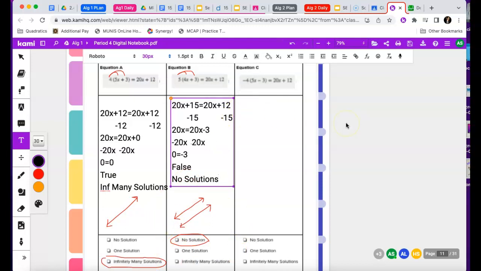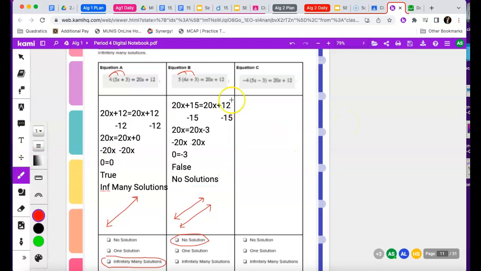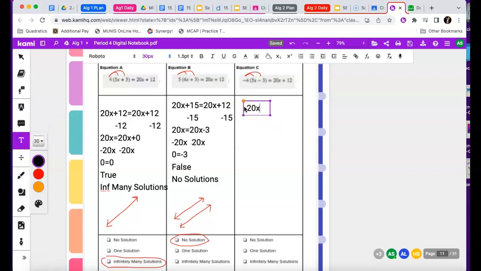Go ahead and pause the video if you need to catch up with equation B. And lastly, equation C, same thing. We're going to distribute to get rid of our parentheses. So we have negative 4 times 5x, which is negative 20x, and then negative 4 times negative 3 plus 12, and that's equal to 20x plus 12.